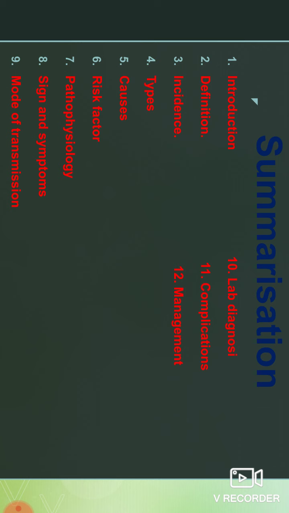Further we discuss the risk factor, which is immunocompromised people. Then the pathophysiology, then signs and symptoms. After that, modes of transmission, which are droplet infection, contact, placenta and milk. Lab diagnosis: the main test is the lepromin test. Other tests are creatinine, routine tests, LFT, etc. Complications: we discuss nerve grafting, etc. Management: we discuss the management.